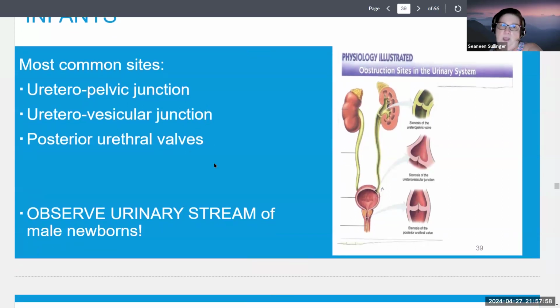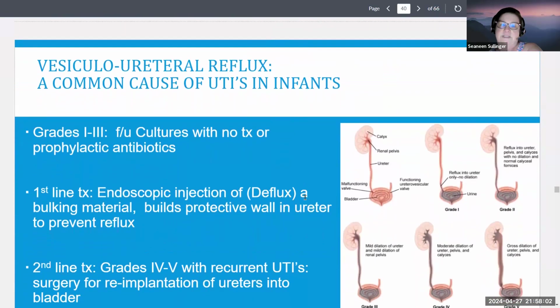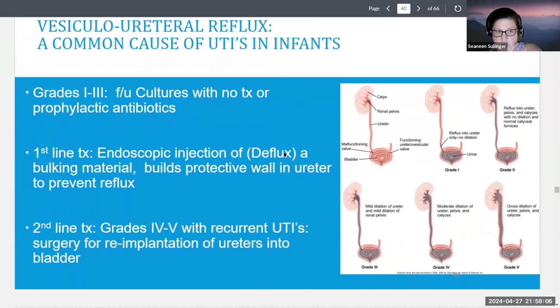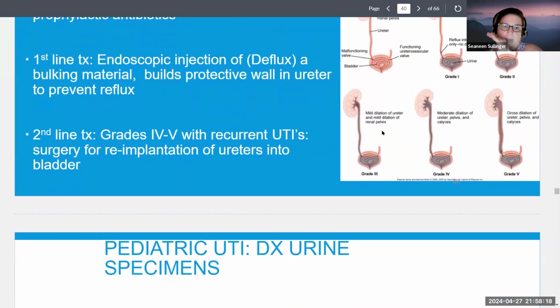And generally what will happen is that you will get the vesicoureteral reflux. We talked about that last semester as well, in terms of the ureter becoming dilated and then the kidney becoming infected due to bacteria that started in the bladder and worked its way back.